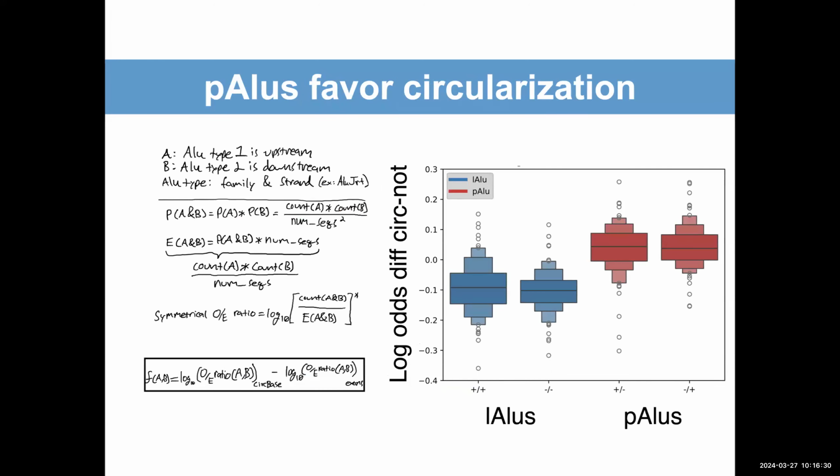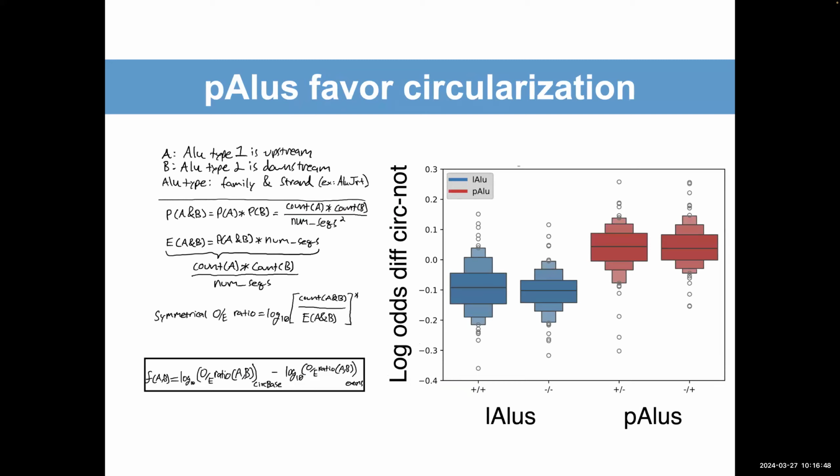So Colin, who's a very talented student in the lab, helped us develop this measurement at genome scale, which allows us to measure the probability or the odds ratio change if you have a PALU versus a LALU upstream and downstream of an exon.